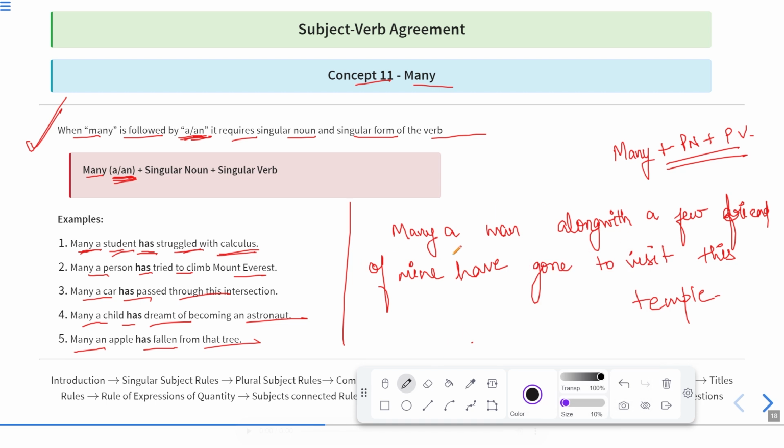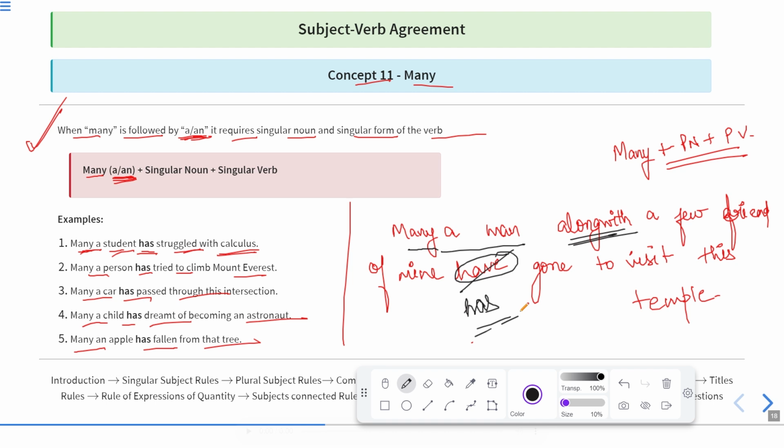Now, the sentence is incorrect. Why so? Because whenever we have the phrase along with, we follow the verb according to the first subject, which is many a man, and many a man means a singular noun. So we will use a singular verb with it. That is why have should be replaced with has. Now, have you got the concept? When we use along with, we know well that the verb is used according to the first subject. And when we see the first subject, that is many a man, which is singular, that is why we are using a singular verb here, not have. So this have should be replaced with has.